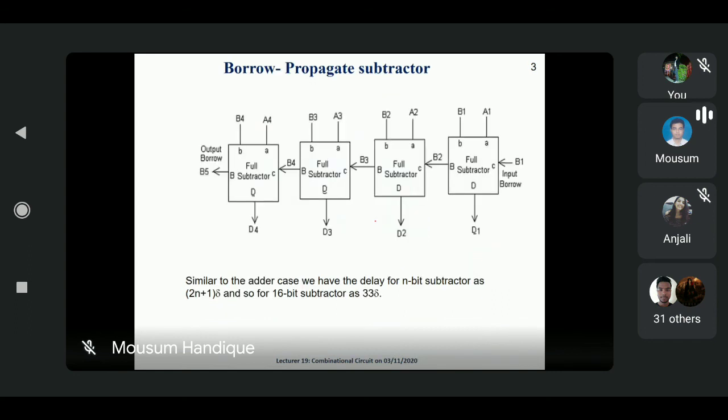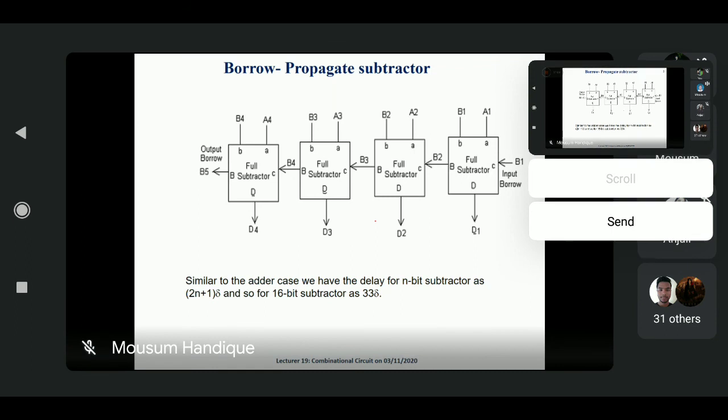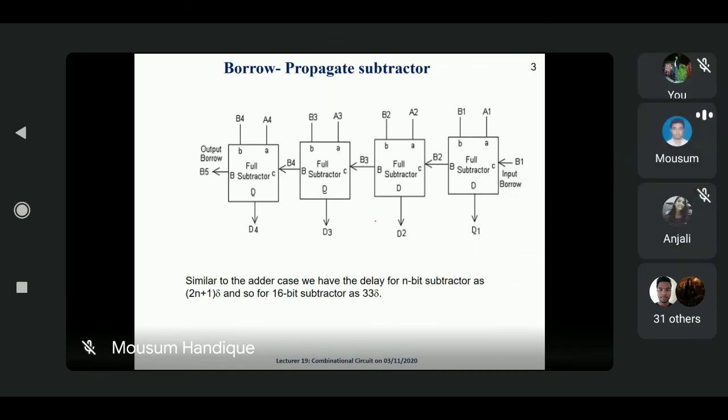Next, see here. In the last class we discussed the half subtractor. You remember this circuit generally, because if we are using the parallel adder, then we can successfully complete the subtractor also. But you have to know this is also important, and this one is called a borrow propagate subtractor. It is similar to the ripple carry adder.